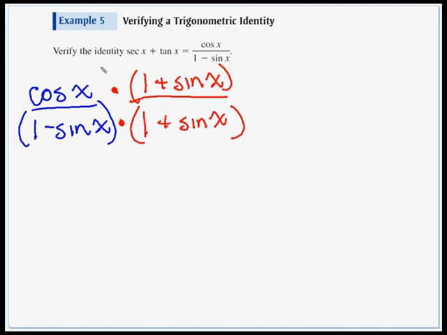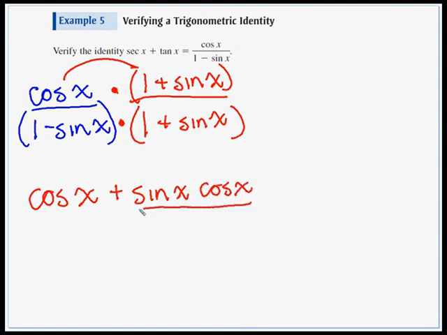So in the numerator, let's even distribute right now. Cos x times 1 is cos x. And then cos x times sine x is going to be sine x times cos x. Plus sine x cos x. Let's see what happened to our denominator. Well, we could FOIL it out, and our middle terms will cancel. And we should always just remember that it's going to be the first terms multiplied. 1 times 1 is 1. It's always minus. Sine times sine is sine squared of x.